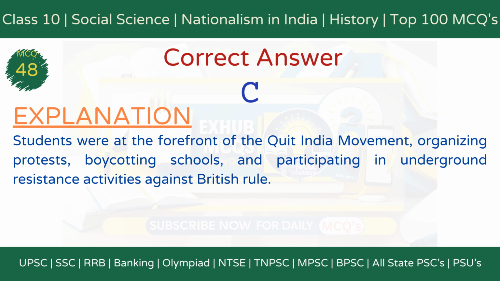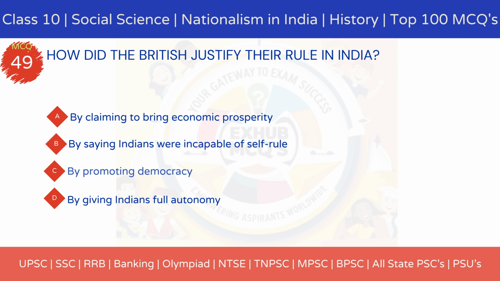activities against British rule. MCQ 49. How did the British justify their rule in India? Option A. By claiming to bring economic prosperity. Option B. By saying Indians were incapable of self-rule. Option C. By promoting democracy. Option D. By giving Indians full autonomy.